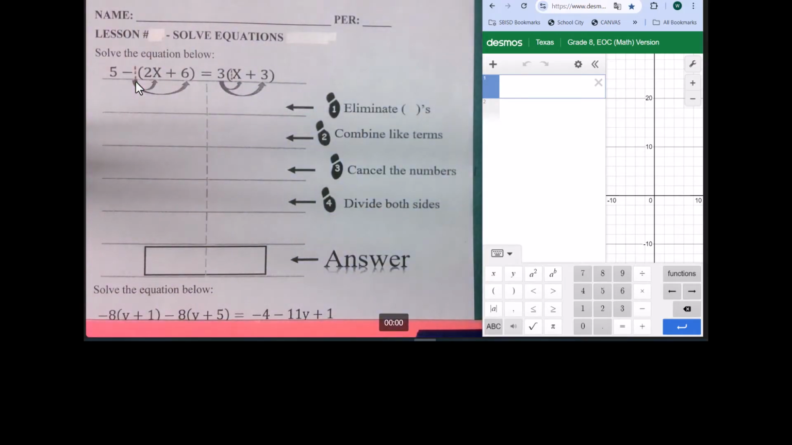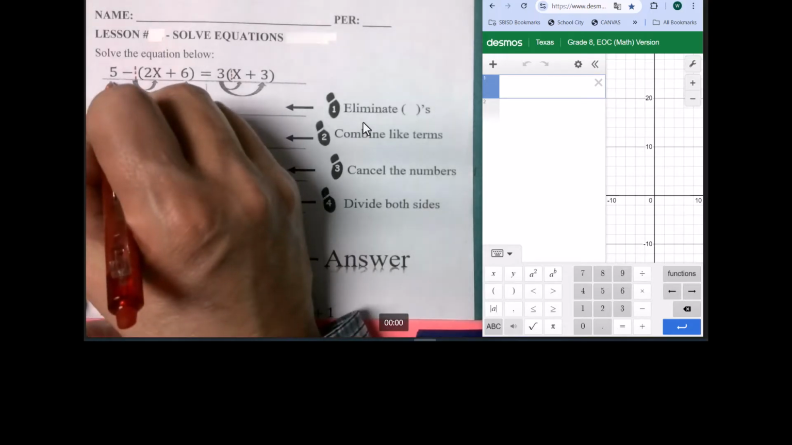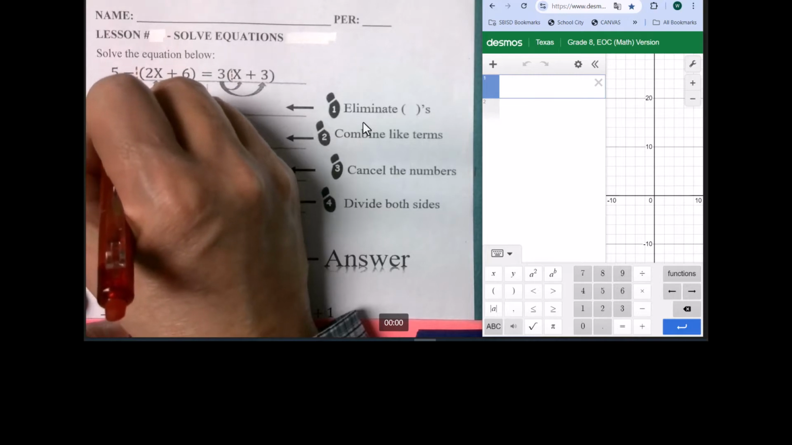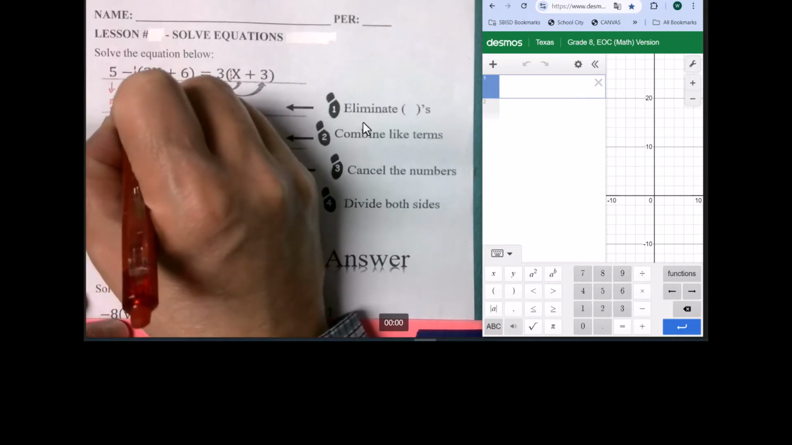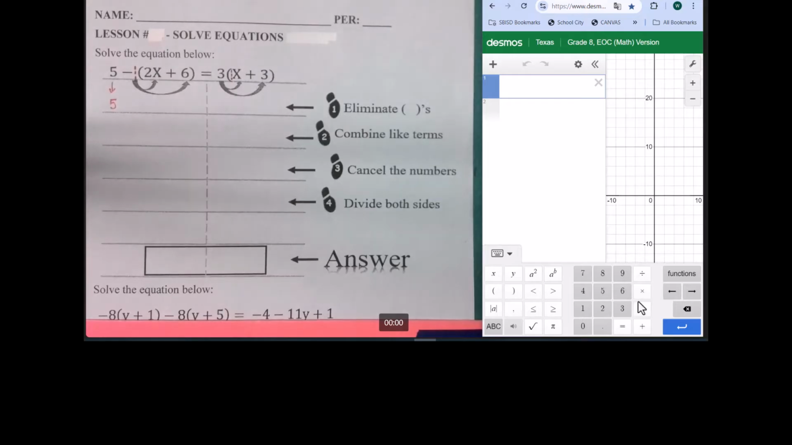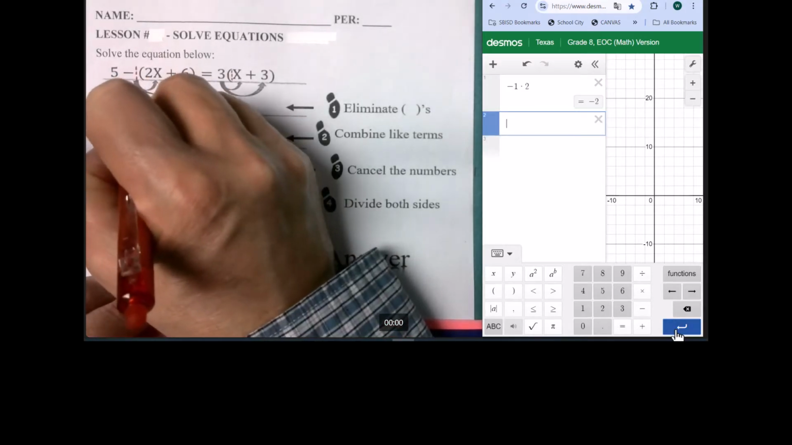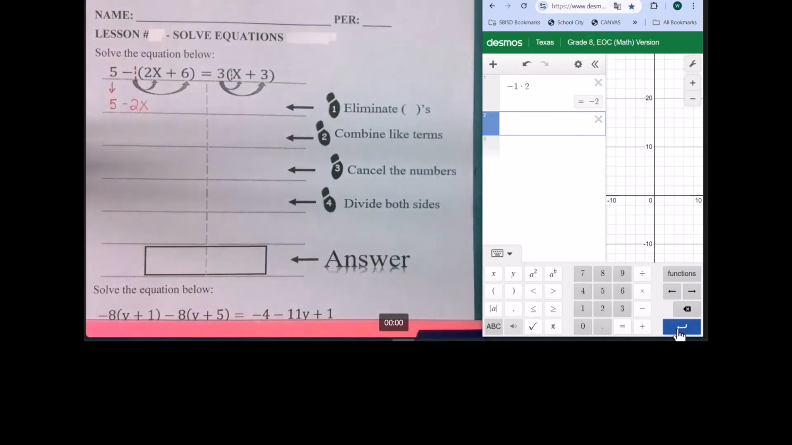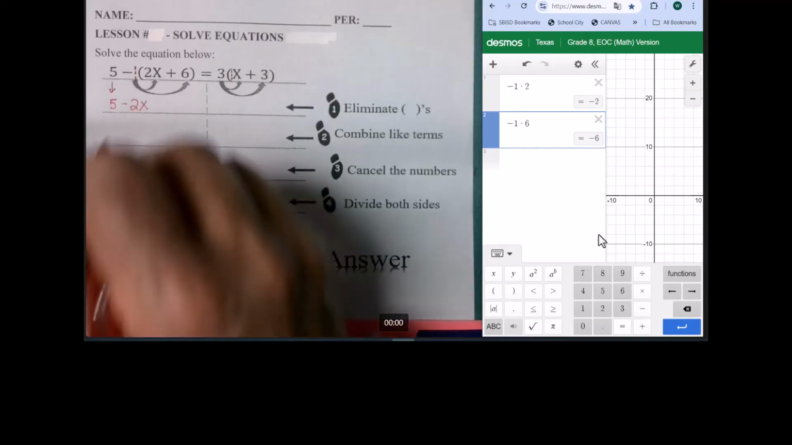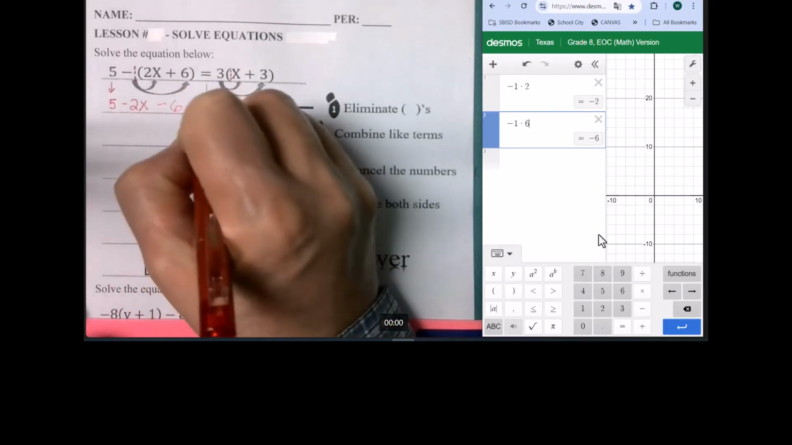All right, so my first order of business is to eliminate parentheses. Since the 5 is not attached to a parenthesis, I'm just going to bring it down. Now, negative 1 times 2, using the calculator, gives me negative 2. So I write negative 2x. Then I'm going to do negative 1 times 6, and the answer is negative 6. So I come over here to my paper and I write negative 6.